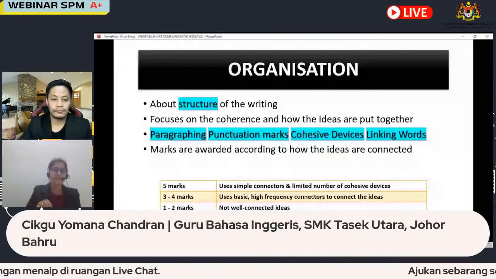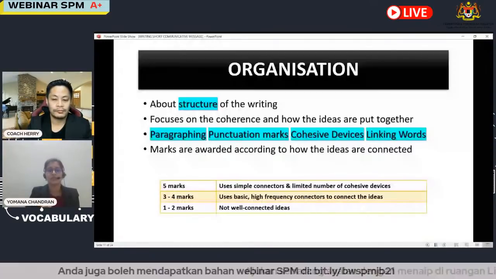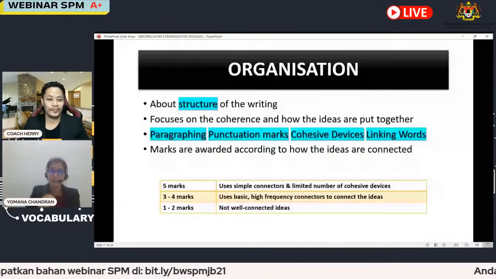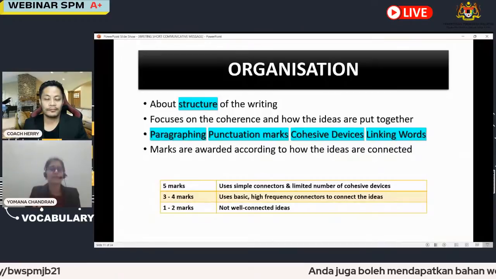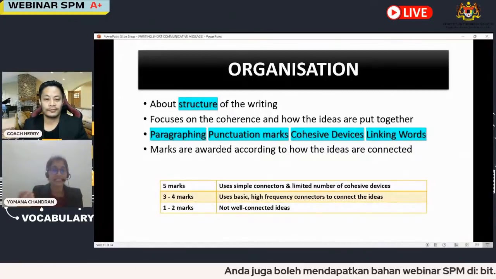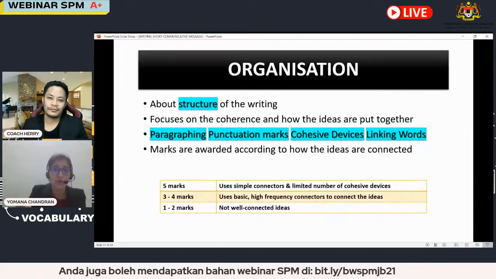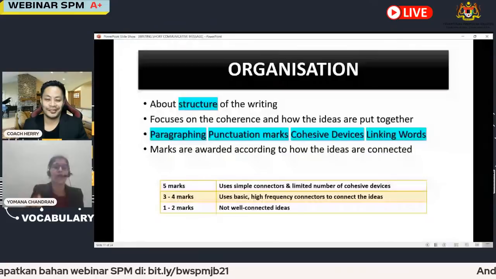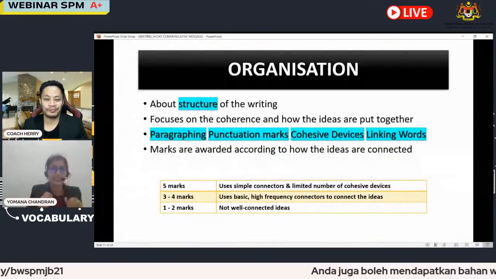Next, it is about punctuation marks. Punctuation marks meaning to say full stop, comma, question mark. So you're supposed to put them at specified places, not all over the place, because I've seen also sometimes candidates, they do not know the real use of comma, they put it everywhere. So punctuation marks are supposed to help in organization of ideas rather than hinder the reading.